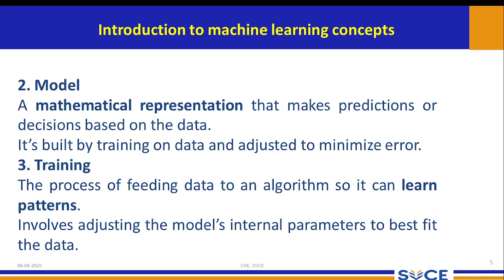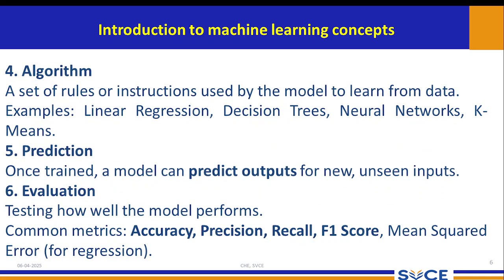Coming to training: the process of feeding data to an algorithm so it can learn patterns. The data is fed into the system so that it can learn how the data has been correlated. It involves adjusting the model's internal parameters to best fit the data.